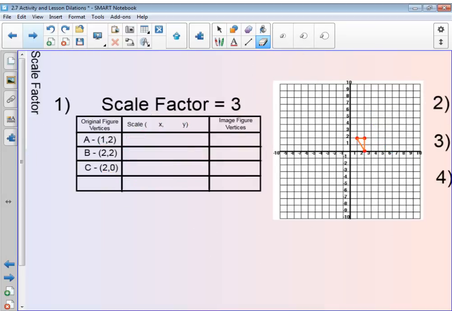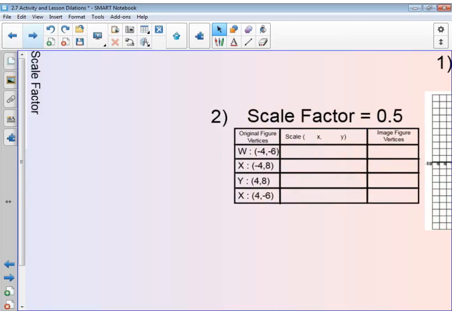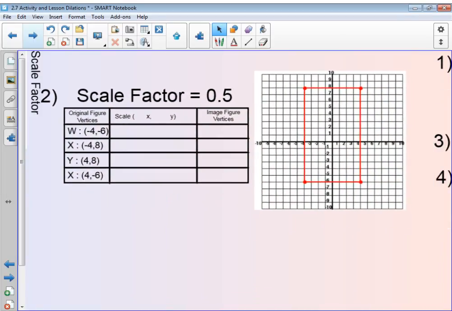Okay, so we're going to go ahead and practice that again. We'll pick a different one. So this time our scale factor is 0.5. Okay, so we should end up with a figure that's smaller, because this is going to be less than 1. We should end up with a figure that's smaller.